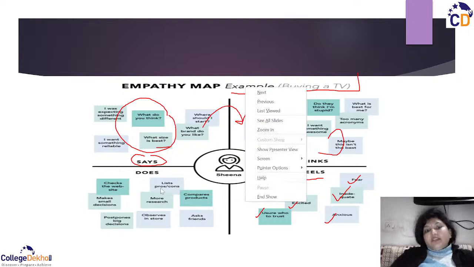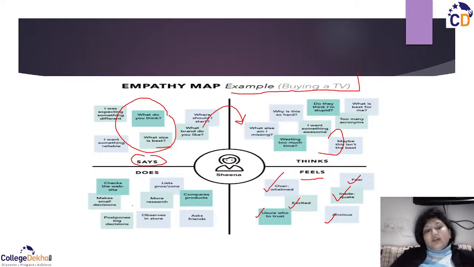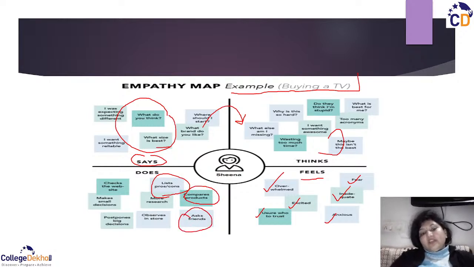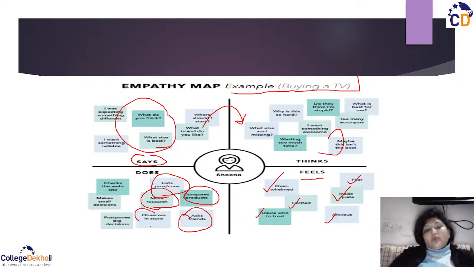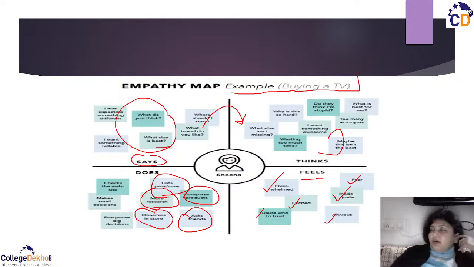Now what you basically do is you check out and make a list of the pros and cons of this particular product, right? You compare it with other products, ask your friends, and start sharing your feelings with other people. More research on that, like what other things could be added to this particular brand. Observe in store how it works. You may observe the working of that particular product.